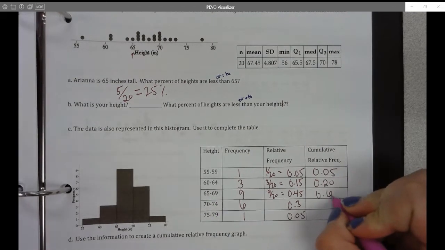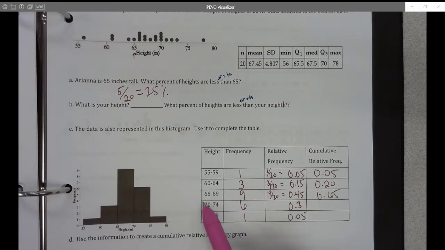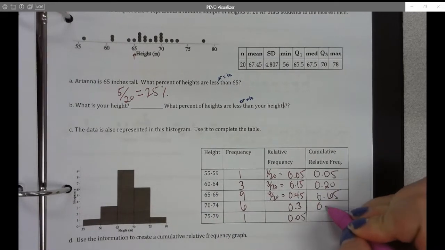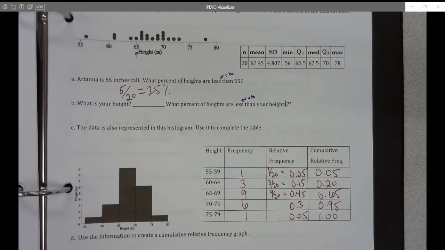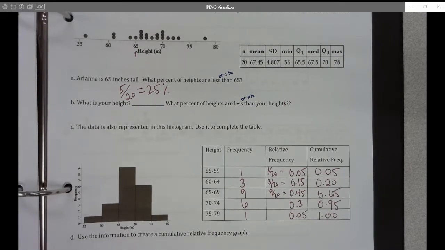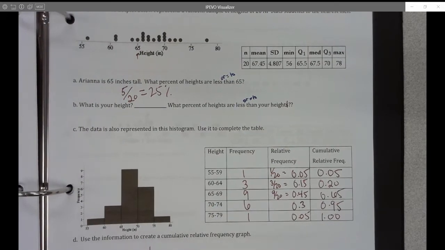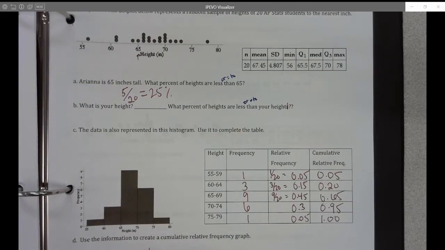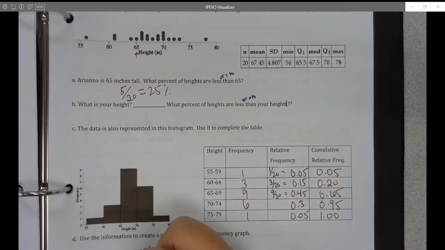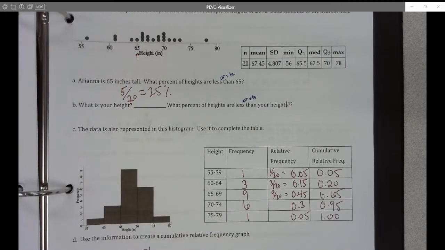Keep going here. We've got 0.65. So 65% of my data is here or lower. 95% of my data is here or lower. And then this would be 100% of my data is here or lower because we're at the top of our graph. Okay? So we're going to use our information from this table to create a cumulative relative frequency graph. So you'll want it to go up to your scale. Now, if you did percentages, you'd want this to say 100. I'm just going to leave mine as 1. I'm just going to put a bar out here at 50% and make my best estimate for where the heights of the graph should be.